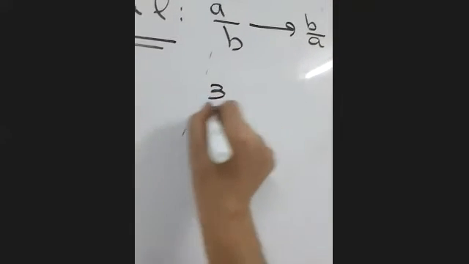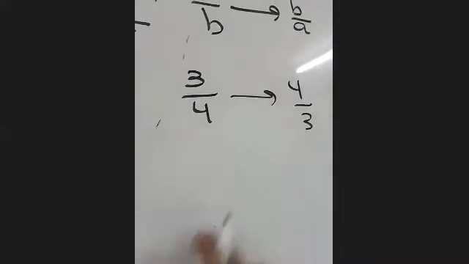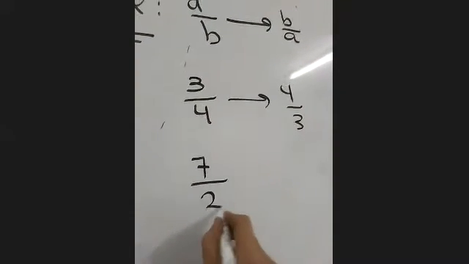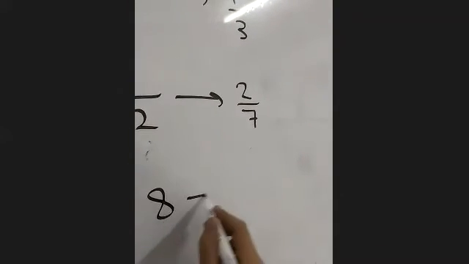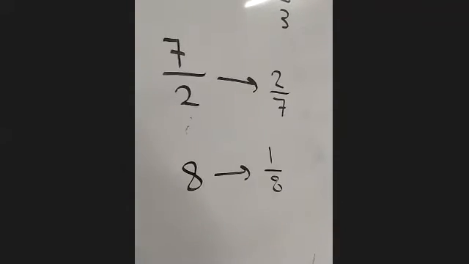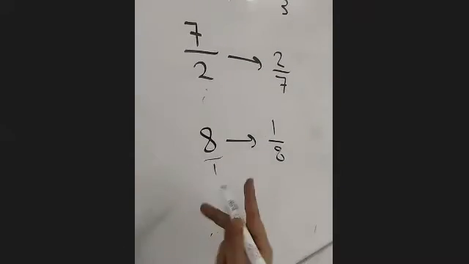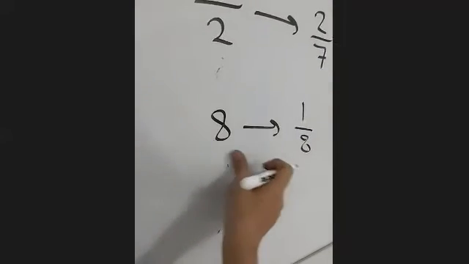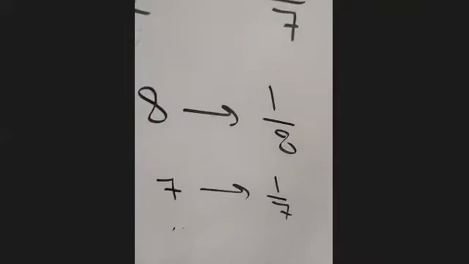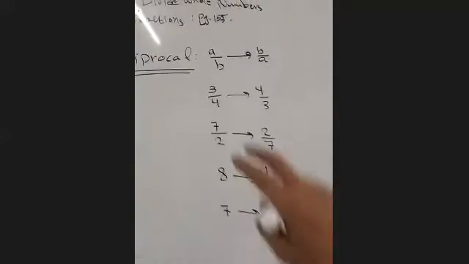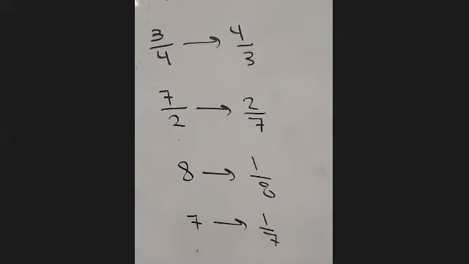We switch them. For example, the reciprocal of 3 over 4 is 4 over 3. The reciprocal of 7 over 2 is 2 over 7. The reciprocal of 8 is 1 over 8, because 8 has a denominator of 1. If you switch it, it will be 1 over 8. The reciprocal of 7 is 1 over 7. So the reciprocal of a fraction is to flip it: the numerator becomes the denominator and the denominator becomes the numerator. The first idea is to know what the reciprocal is.